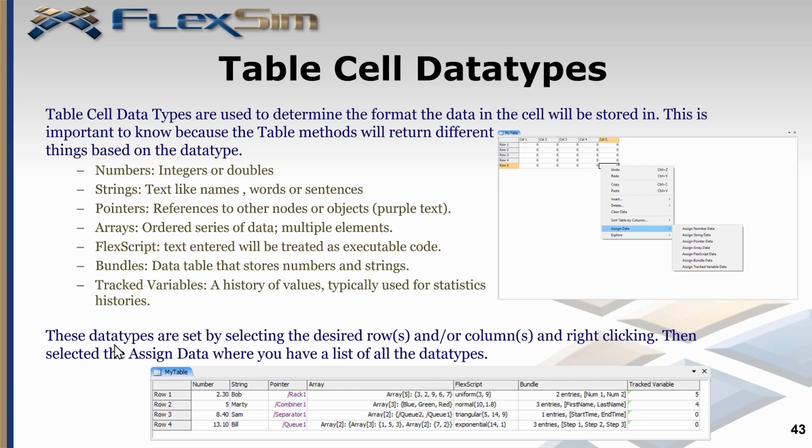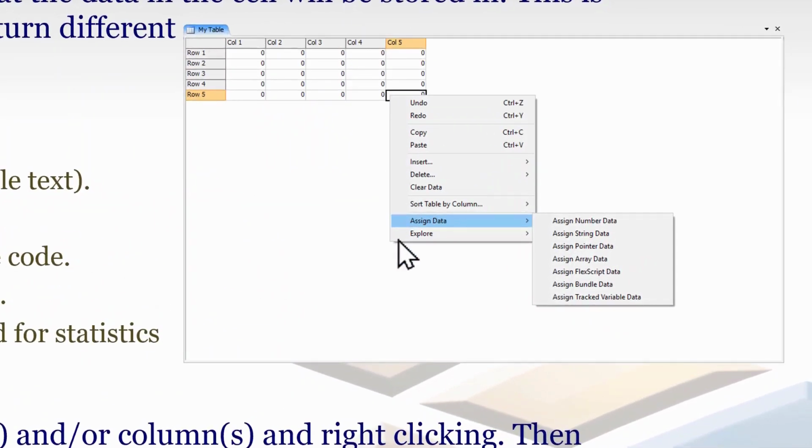These data types are going to be set by first selecting, highlighting the desired rows and columns in the table, and then right-clicking as shown here in this image. In this case, just one cell has been selected, but you could select more than one. Right-click on it, go down to Assign Data, and you'll see the different data types you can assign.